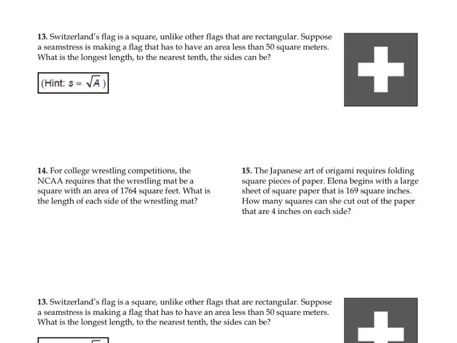Flipping over to the other side, looking at number 15, the Japanese art of origami requires folding square pieces of paper. Elena begins with a large sheet of square paper that is 169 square inches. So if I know the whole thing is 169 square inches, I know that each side is 13 inches long. I'm going to draw myself a picture here because I think the answer might be a little bit different than we're thinking it's going to be. How many squares can she cut out of the paper that are 4 inches on each side?